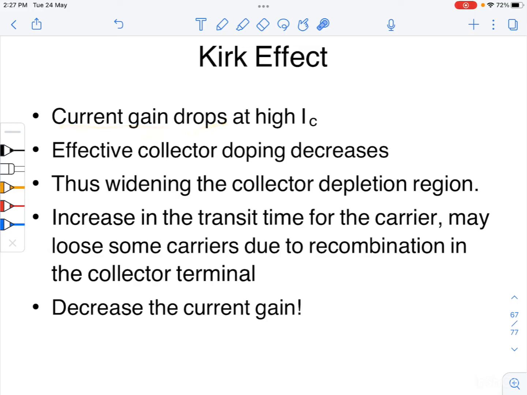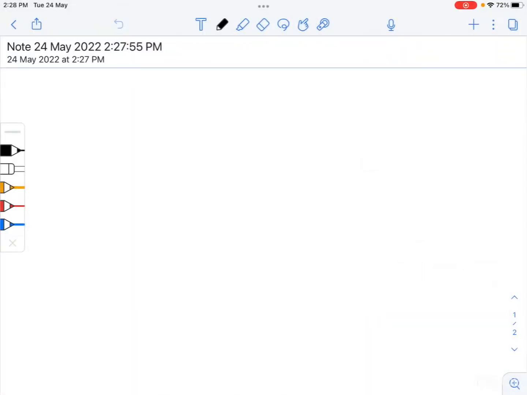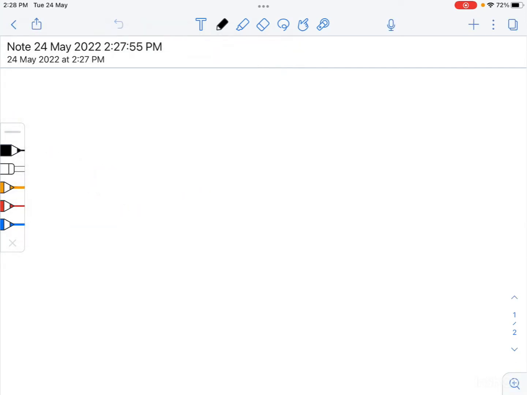Basically, if you read here, it says the effective collector doping decreases. So now we want to explain why or how the effective collector doping decreases at high collector current. To explain this Kirk effect, it is better to start with the drawing.